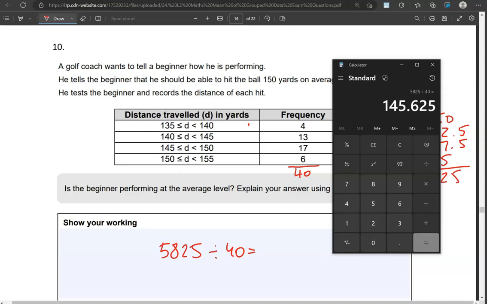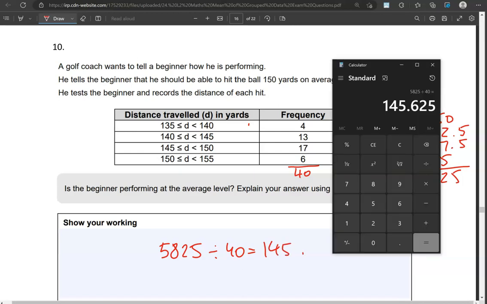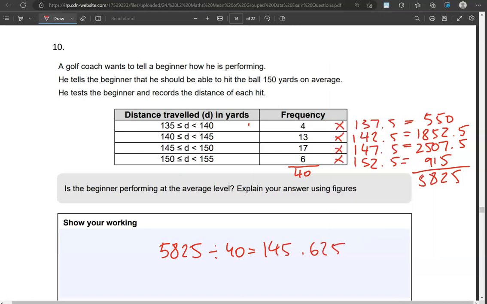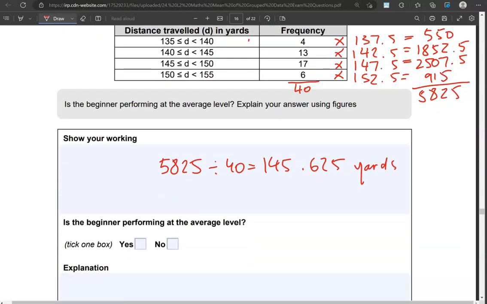This is 145.625 yards. So comparing that to 150 yards, that is lower. So is the beginner performing at the average level? We're going to say no.